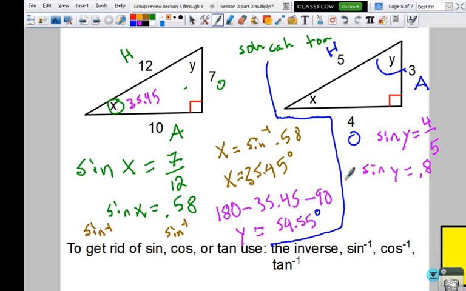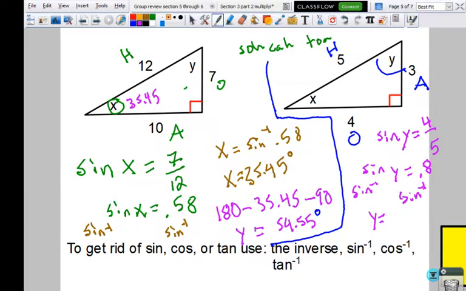And Carissa, how am I going to get rid of the sine? The inverse. Yep. So I'm going to go sine inverse, sine inverse. And I'm going to get y equals sine inverse of 0.8, which I'm going to plug into Desmos.